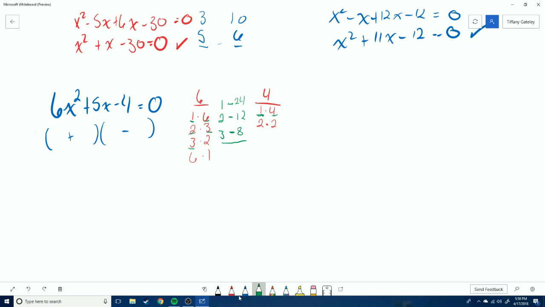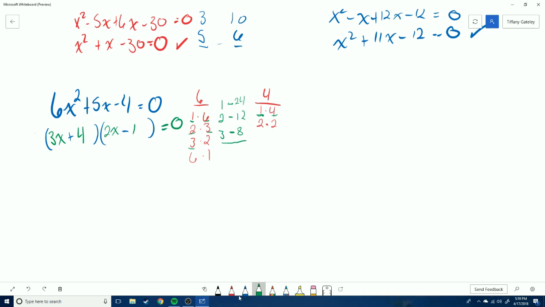So we're going to do 3x and then 2x like this. And then your bigger number is 4, so it goes with the plus. And then minus 1 equals 0.